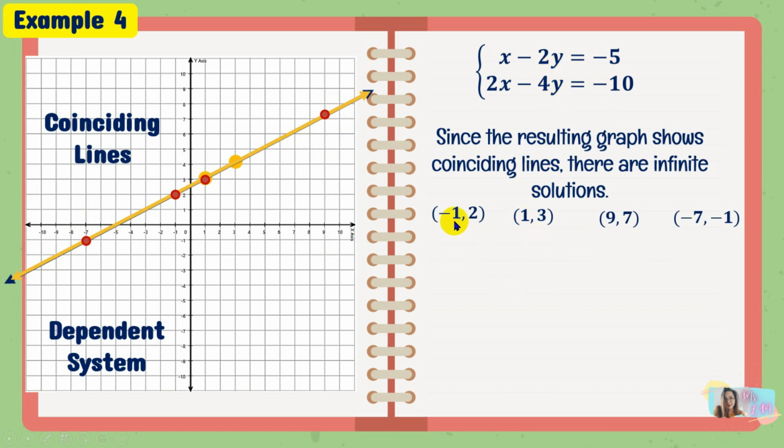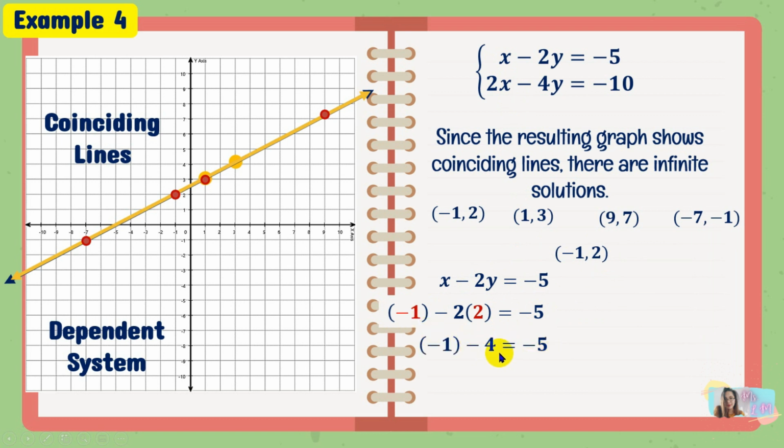And we can also try to check if this line is correct. We have to substitute these points on these equations. We have negative 1 and x minus 2y is equals to negative 5. That will be negative 1 minus 2 times the value of y, which is positive 2. Is it equal to negative 5? So, we are going to have negative 1 minus 4. Is it equal to negative 5? So, negative 1 and negative 4, if we combine these two, the result is negative 5. And obviously, it satisfies the first equation.